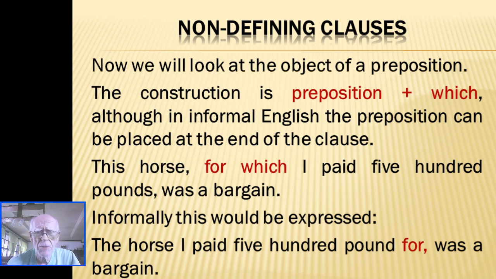Now we will look at the object of a preposition. The construction is preposition plus which. Although, in informal English, the preposition can be placed at the end of the clause. This horse, for which I paid £500, was a bargain. Informally, this would be expressed, the horse I paid £500 for was a bargain.